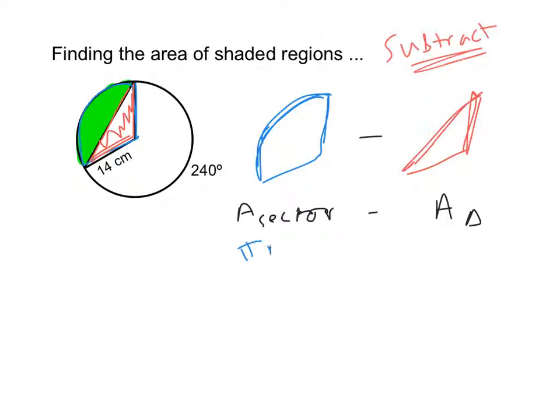So area of the sector, pi r squared times m over 360. In this case, my radius is 14, and my degree measure, the only thing I have is 240. 240 it looks like is the rest of the circle, this distance. So I want this one. This arc measure is going to be therefore 120 degrees. So I'm going to use 120 degrees.